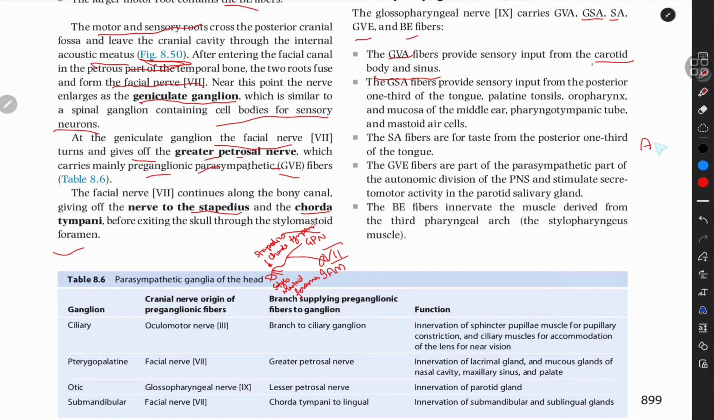The anterior two-thirds general somatic afferent is from the trigeminal nerve. The posterior one-third is from the glossopharyngeal nerve. So this was the general somatic afferent sensory input. Special afferent, anterior two-thirds, is from the facial nerve, which is the chorda tympani.